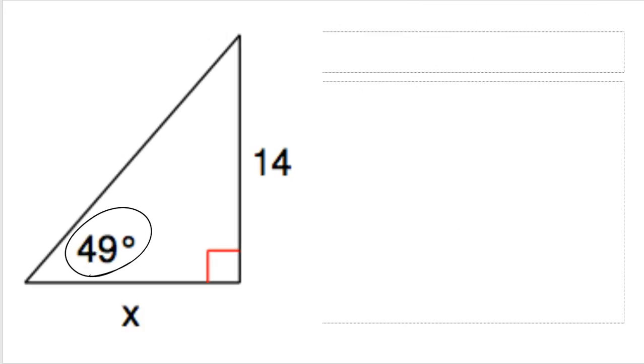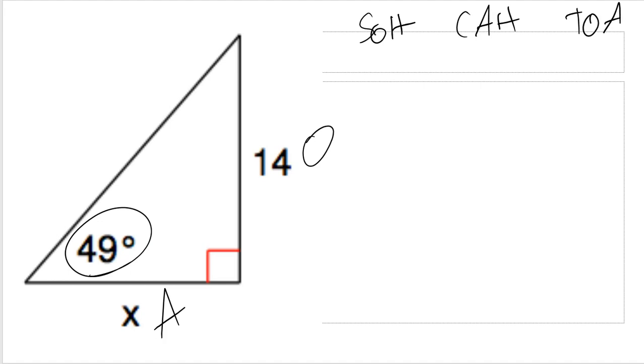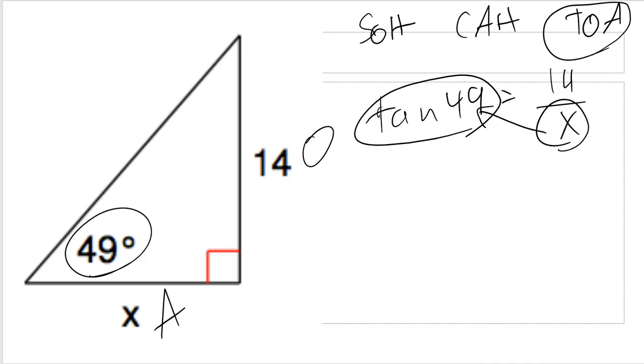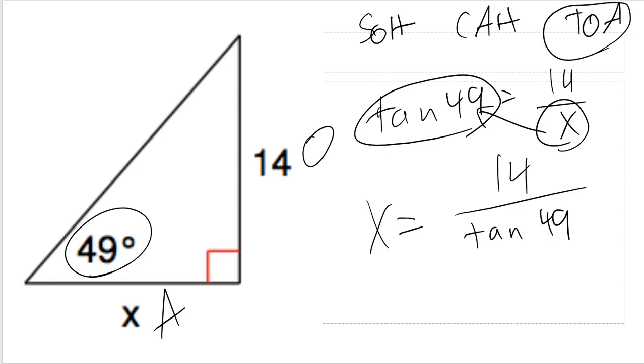All right, once again, 49. We have opposite and adjacent, so TOA, tangent here. So tangent of 49 equals 14 over x. Once again, it's on the bottom, so we're going to switch these two. x equals 14 over tangent of 49. So let's type it in the calculator. To 2 decimal places, x equals 12.17.